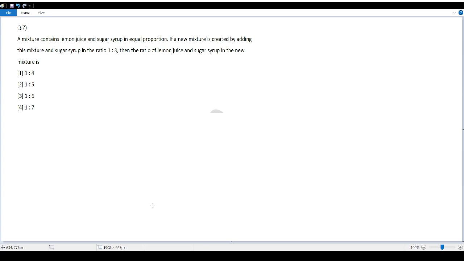Okay, so let us do this sum. A mixture contains lemon juice and sugar syrup in equal proportion. Fine. That means lemon juice and sugar syrup is 1 is to 1. If a new mixture is created by adding the mixture and sugar syrup in the ratio 1 is to 3, then what is the ratio of lemon juice and sugar syrup in the new mixture?